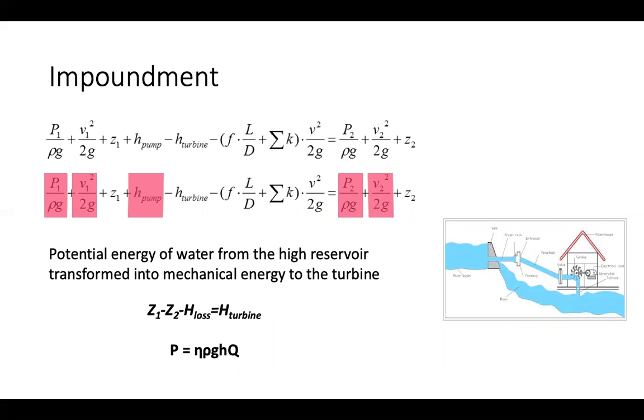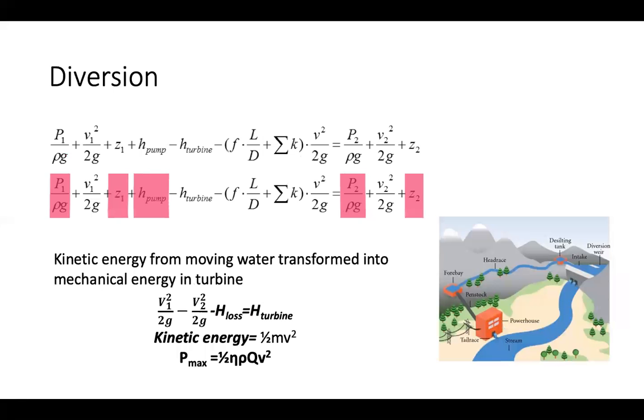As the high reservoir and the lower reservoir both stay at atmospheric pressure, the pressures are the same, so we can take out these two terms. Then we assume this is a big tank, so there is no kinetic energy difference. We can take out these two terms also, and with no pump, we can take out the pump head. Then we reach this final equation: the turbine head is equal to the difference in altitude minus the head loss.